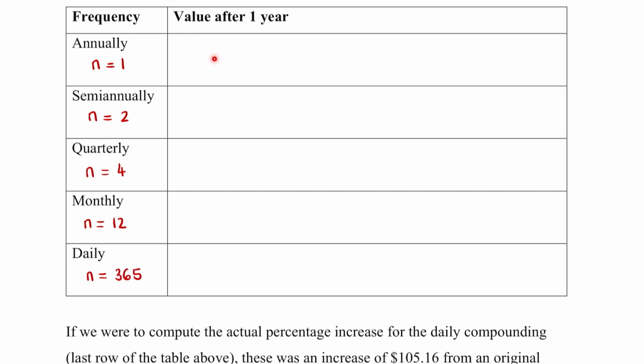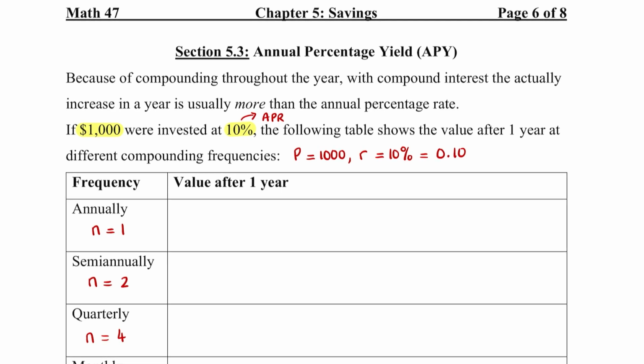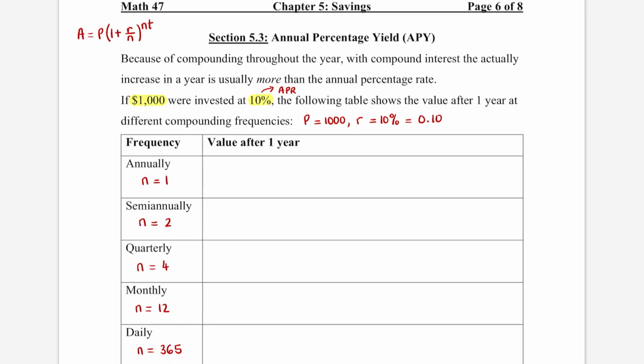So we're going to look at the value in the account after 1 year. And I'm using the compound interest formula in this case, which is A equals P times (1 plus R over N) raised to the NT. So I'm going to use this compound interest formula in this table here. I will replace P with 1,000, R with 0.10, T with 1, and then N is going to be different depending on how it's compounding.